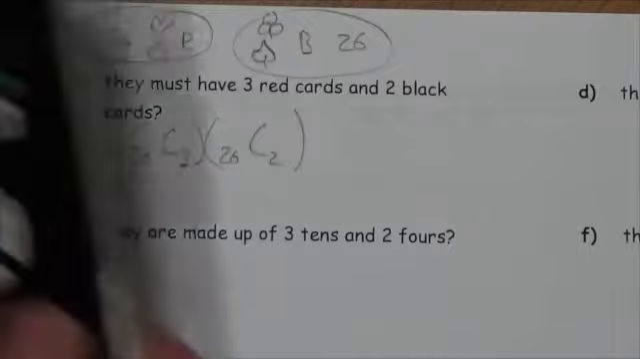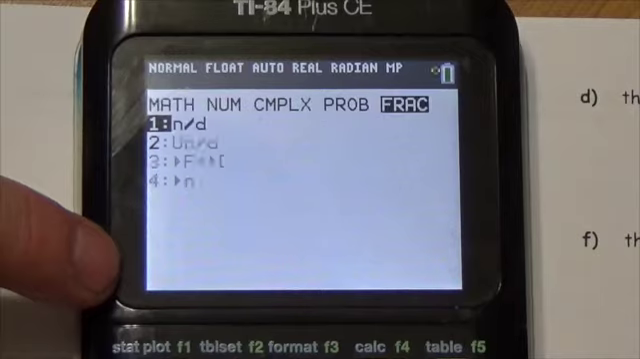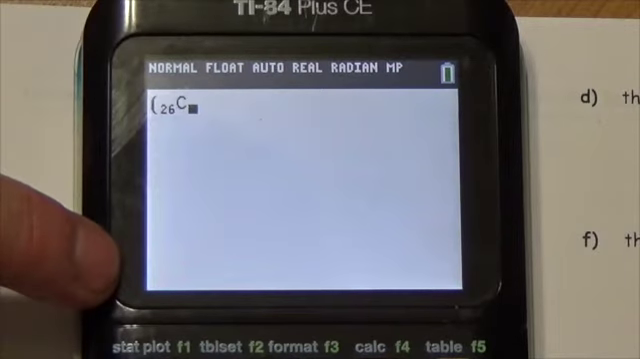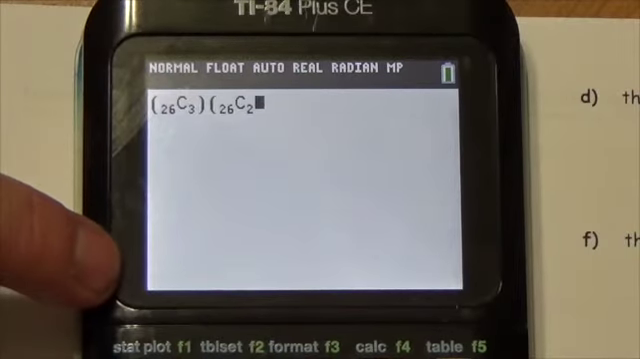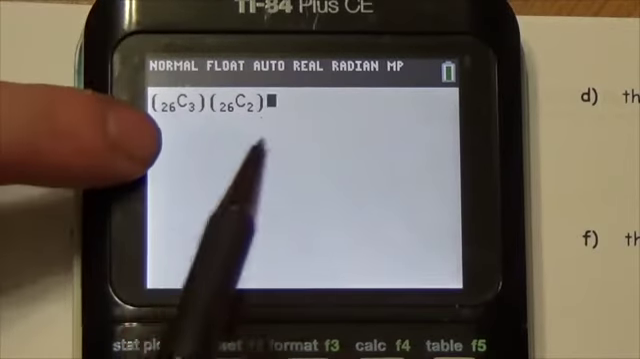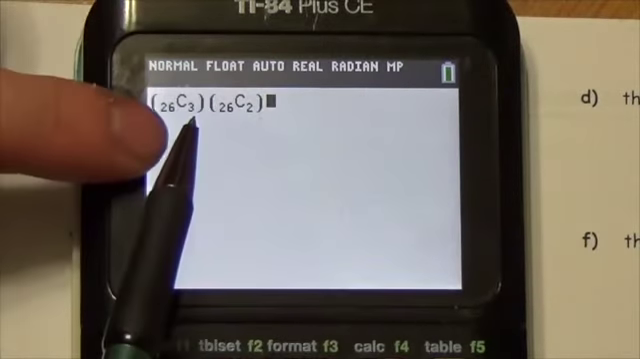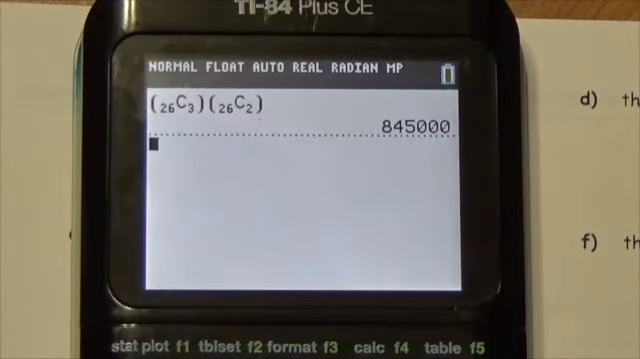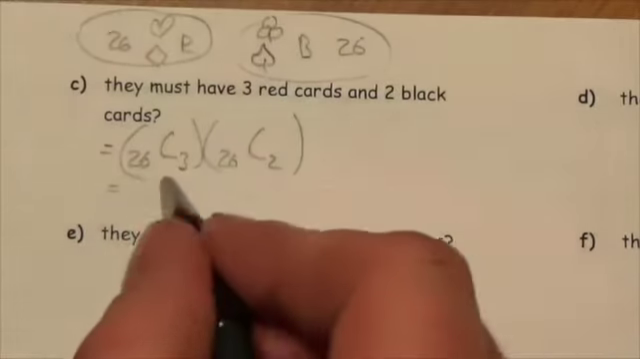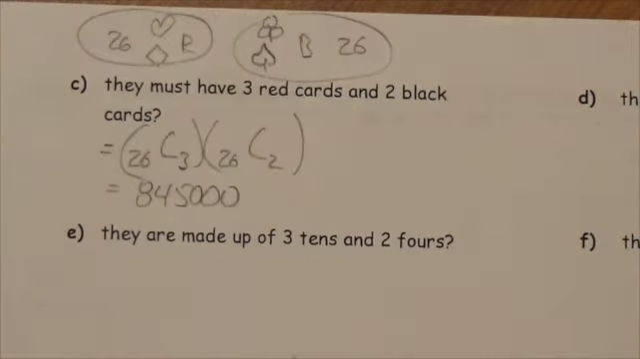Okay? So now, let's go to the calculator, and we'll do this in parentheses here. So 26 choose 3, 26 choose 2. Okay, and there's our 5-card hand. Remember, the entire deck has 52 cards in it. There's your 26 plus 26, 52 cards. I'm choosing 5, 3 plus 2. There's my 5. Press enter. Ooh, and we get 845,000. 845,000 different hands that we can create that have 3 red and 2 black.